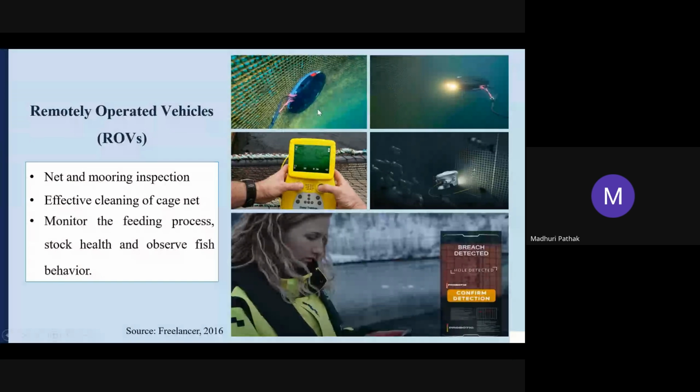We don't have to go inside and check what is happening. They monitor the feeding processes, stock health, and observe the fish behavior. These remotely operated vehicles can go inside and check the biomass, the health status, and the water quality parameters, and whether any net is broken or torn and which part has to be repaired. Everything will be done by this type of device.